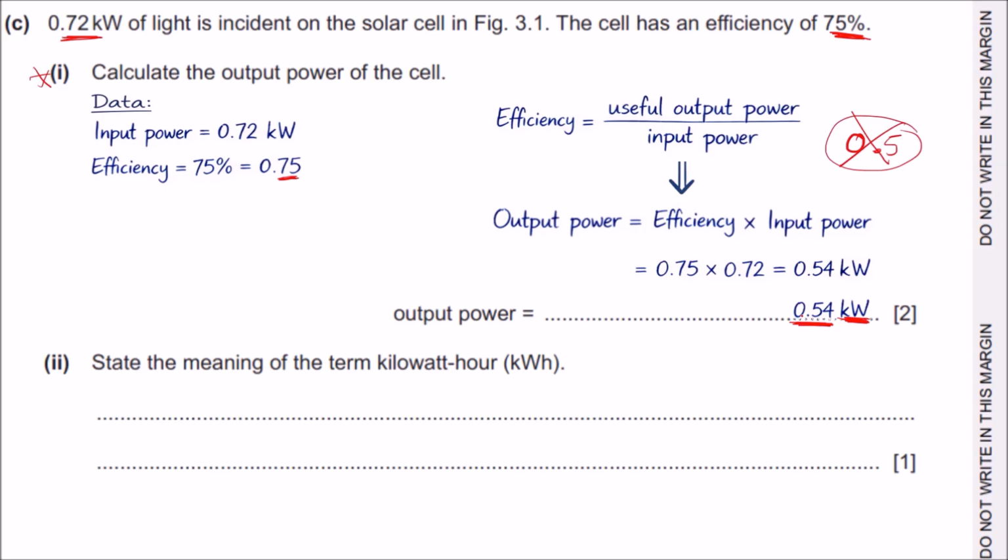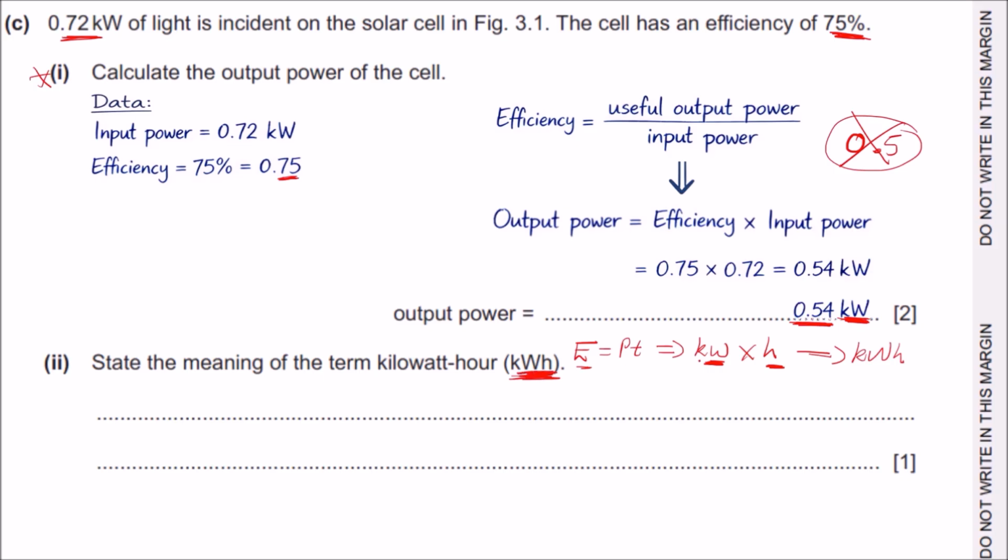Part 2 of C, state the meaning of the term kilowatt hour. Now, I want you to understand that kilowatt hour is energy. Remember, energy is equal to power times time. Kilowatt times hour will give us kilowatt hour. In other words, we have kilowatt, which is power, times time in hours, which is energy. So a kilowatt hour is a unit of energy.